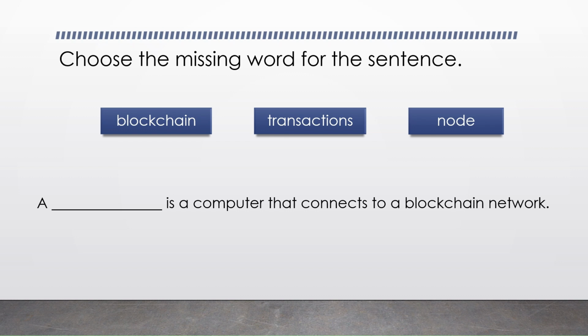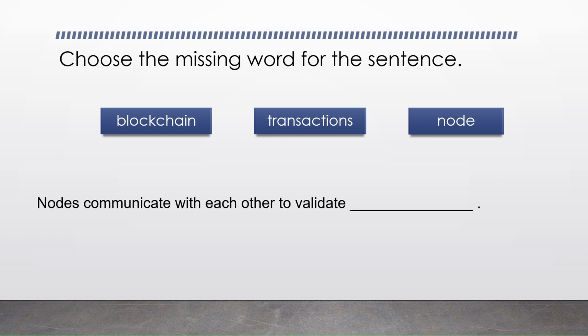All right, here we go. So, a node is a computer that connects a blockchain to a network. That's what we're talking about today, right? A node is a computer that connects a blockchain to a network, essentially. Good job, everyone. All right. Nodes communicate with each other to validate transactions.